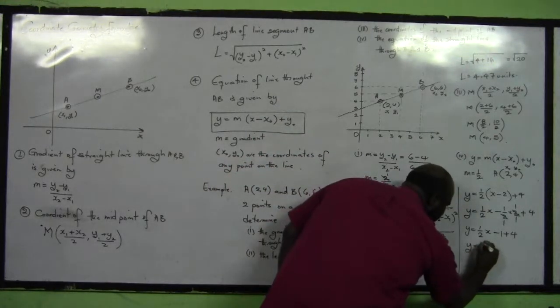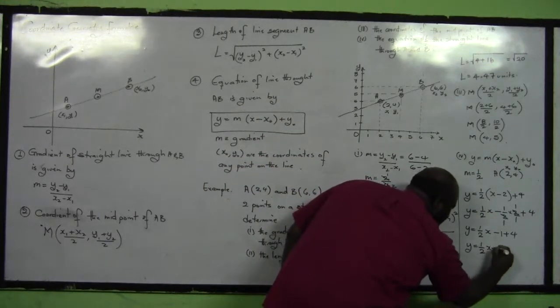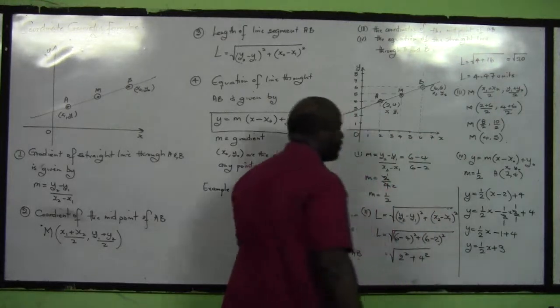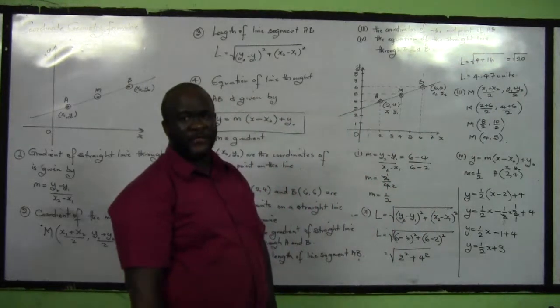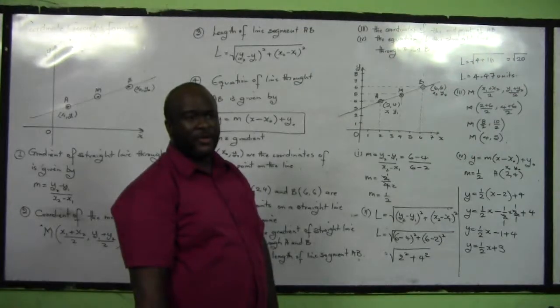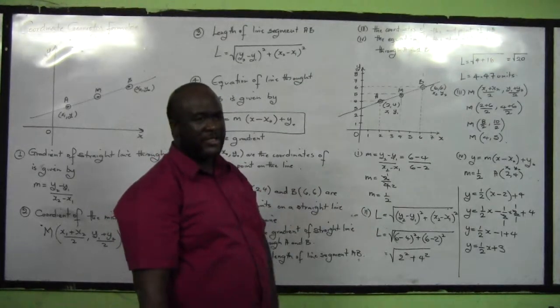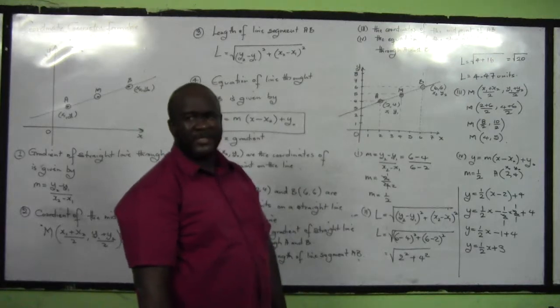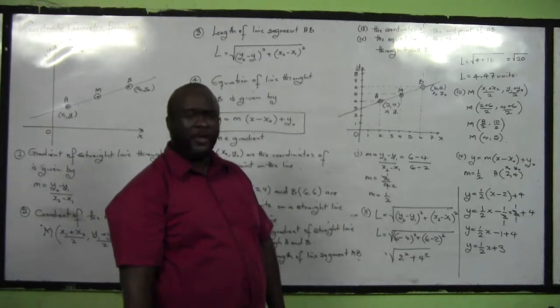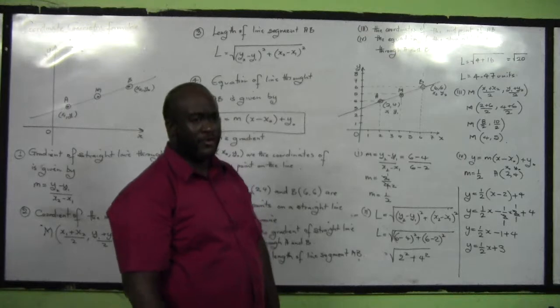Y is equal to a half x plus 3. Didn't I tell you that that is the equation of the line? Yes, sir. So that was by what? Inspection, and now this is by what? Calculation. Alright, ladies and gentlemen, nothing is easy the first time we do it. Write it down, we will do it some more.